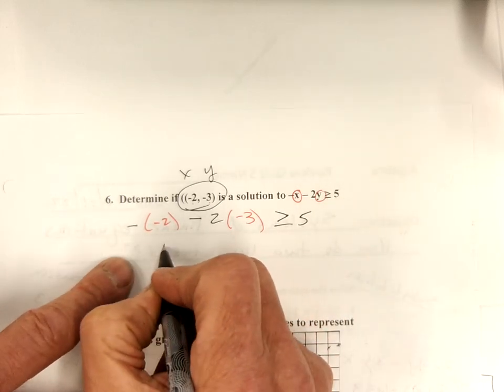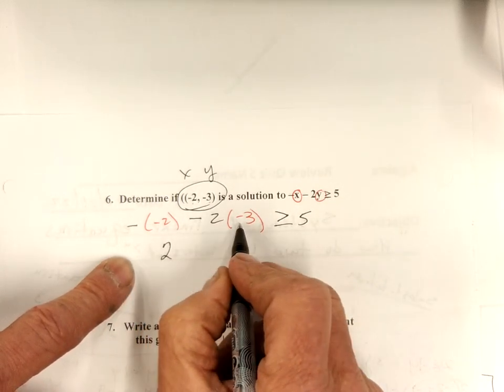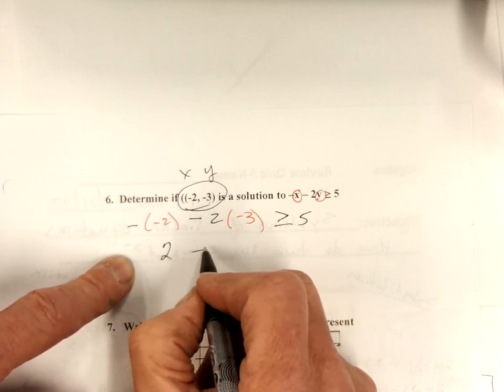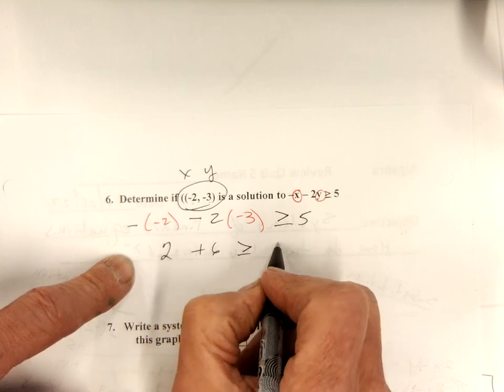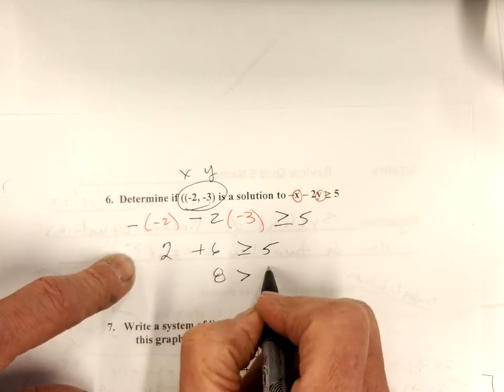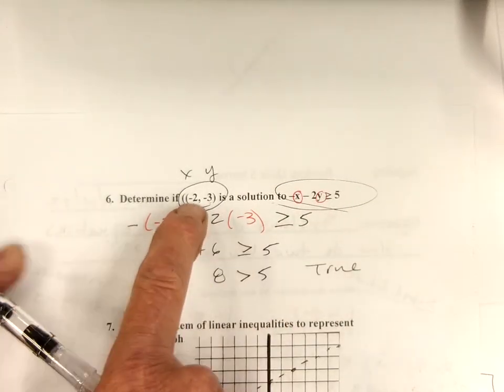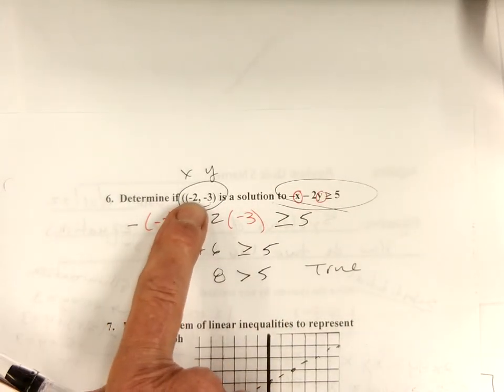Negative negative 2 is a positive 2. Negative 2 plus negative 2 times negative 3 is a positive 6. I get 8 is greater than 5, which is true. So if we were to shade this, this point right here would be in the shaded region. Okay?